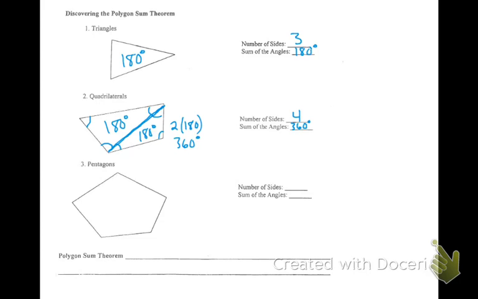Now let's look at a pentagon. Again, we can break it into triangles. And I'm going to start from the same vertex so that all the triangles start from this vertex up here. Okay. In a pentagon, I can have 3 triangles.